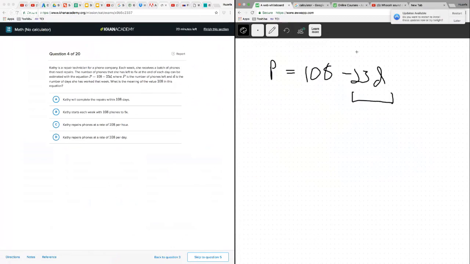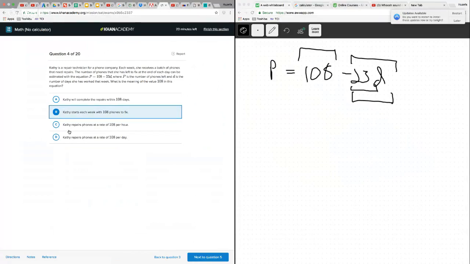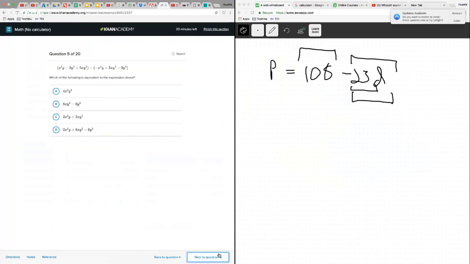So we've got D. This is like what she's repairing. Every day, she's knocking off 23 phones. So that's what the 23 represents. This is a constant, so this is always the starting point. In this particular case, it means that she's starting each week with 108 phones. That's always what that constant is going to represent, our y-intercept. And that's it. These other ones don't make sense at all.